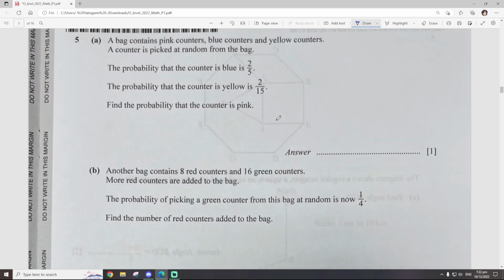A bag contains pink, blue, and yellow counters. Pick at random. The probability of blue and the probability of yellow are given. What about pink? Well, it's actually just 1 minus 2 over 5 minus 2 over 15, because the events are exhaustive, since there are only 3 colors. And 2 over 5 is 6 over 15, so this should be 7 over 15.